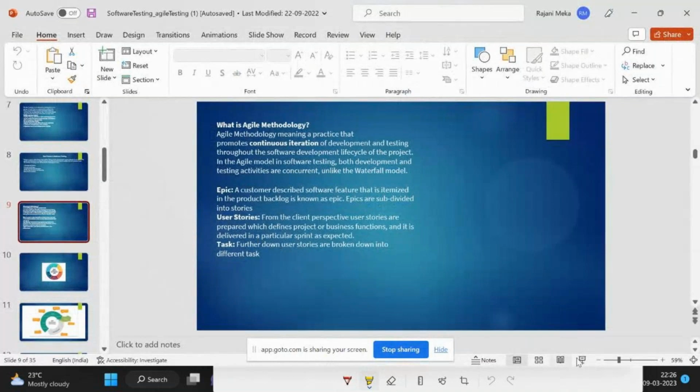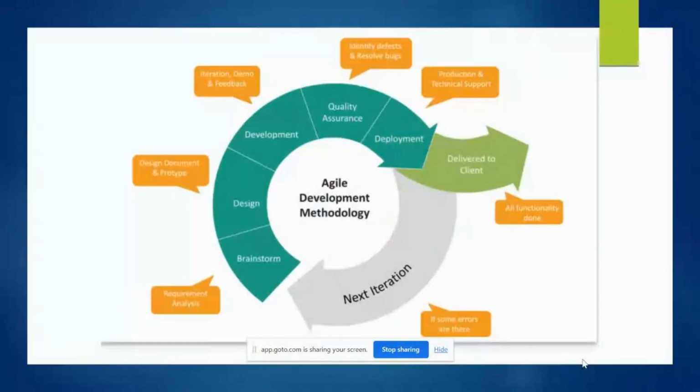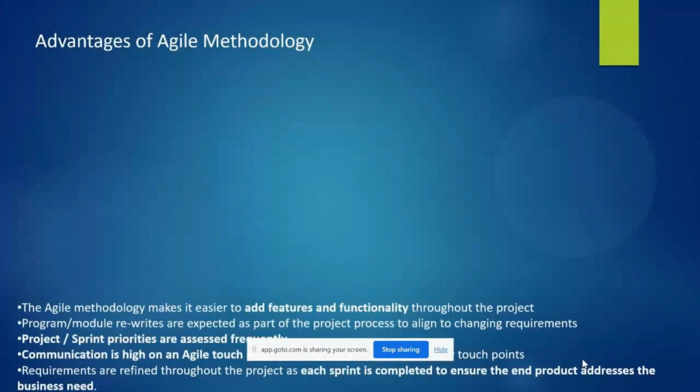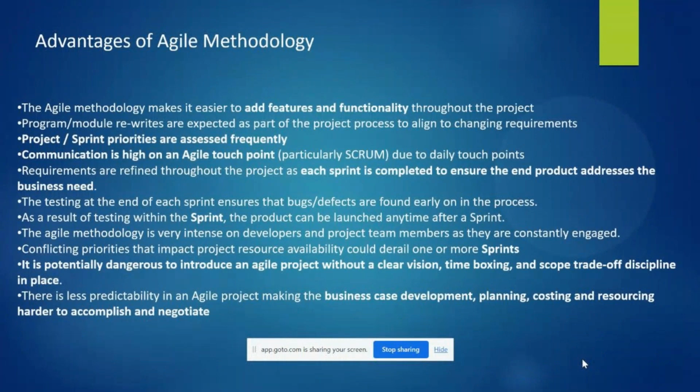Okay, good. So now this is about agile. Now we will see some more details about agile. What is agile? What are the advantages of agile? Agile is faster. It makes it easier to add features and functionality in the project, and you can incorporate changes in the requirements.